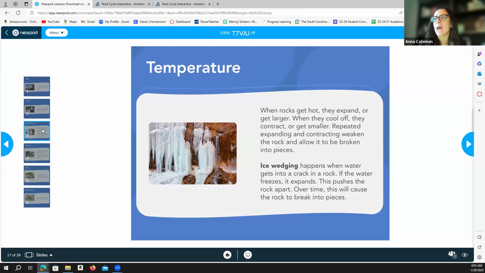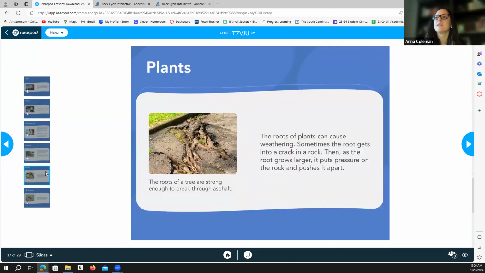So ice wedging happens when water gets into a teeny tiny crack in a rock. If the water freezes, that rock is going to expand and get bigger, right? This pushes the rock apart, cracking it. Over time, this will cause the rock to break into pieces.